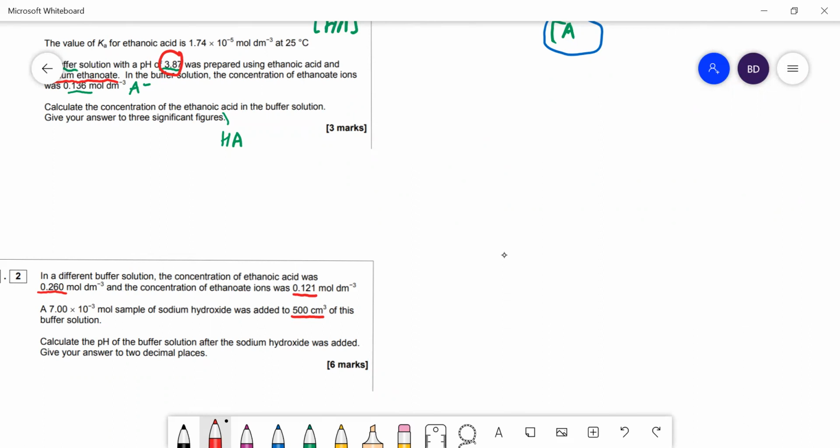which makes things a little bit difficult, because quite often they say the volume is 1 dm cubed to make life easy for you, and they haven't done that here. And then we add a certain number of moles of sodium hydroxide. Okay, so let's do that.